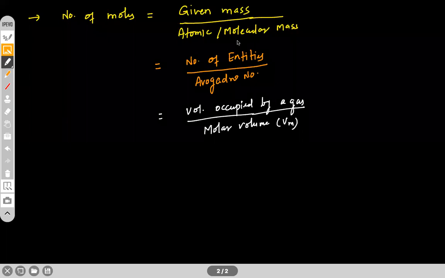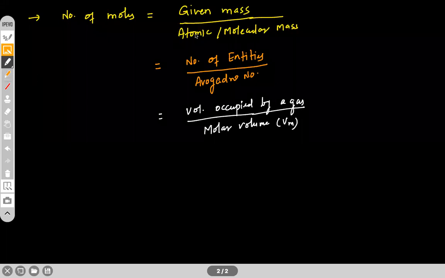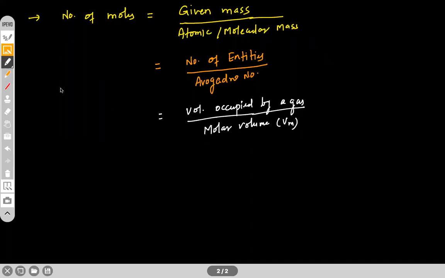Given mass by atomic mass is 1 mole, because we know the atomic mass is the mass of 1 mole of an atom. Since for 1 mole of an atom the mass is the atomic mass, the number of moles is the given mass divided by atomic mass. If an atom is there, we write atomic mass. If a molecule is there, we write molecular mass.